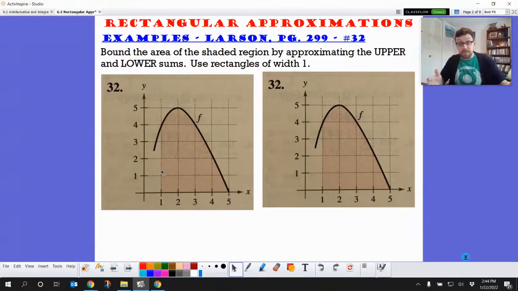Hello and welcome to Rectangular Approximations. This is something that's very exciting in calculus that calculus students really want to figure out.